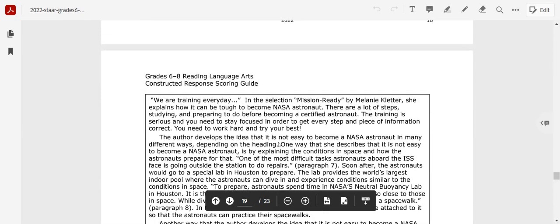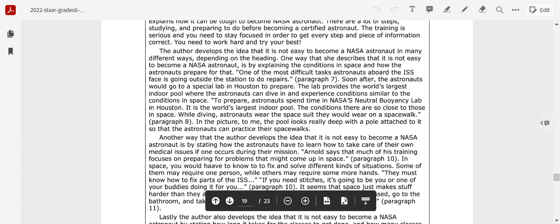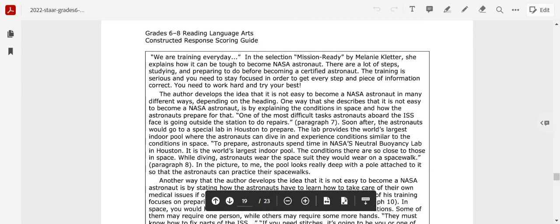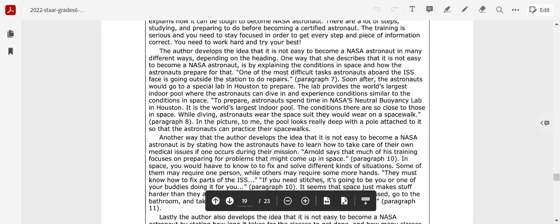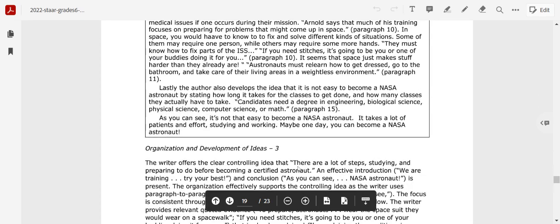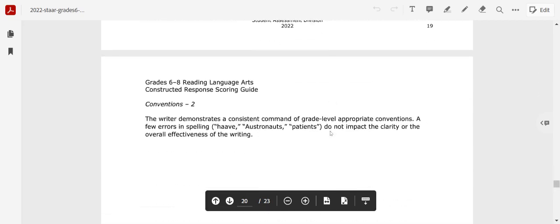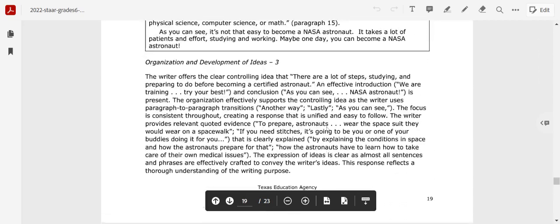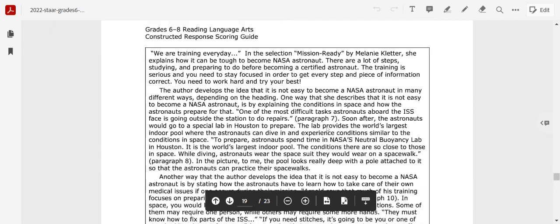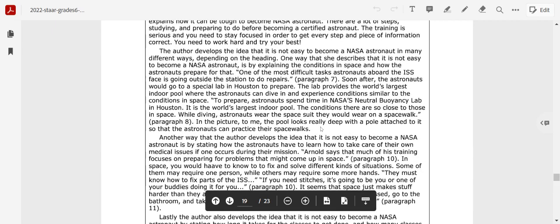And here's another one that got a 10. This one has paragraphs. It doesn't necessarily have to have paragraphs. I encourage my students to do paragraphs, but it doesn't have to have paragraphs. But notice the language of the 6th grader. Notice the transitions. Lastly, as you can see, and that's the last one. So I would definitely look at those to help you teach 6th grade ECRs.